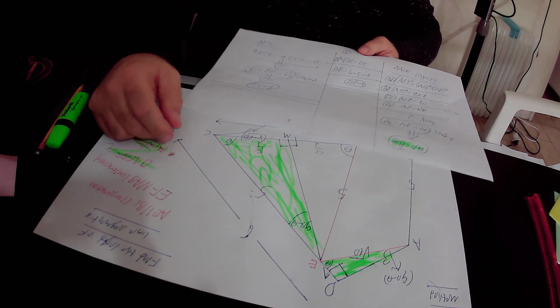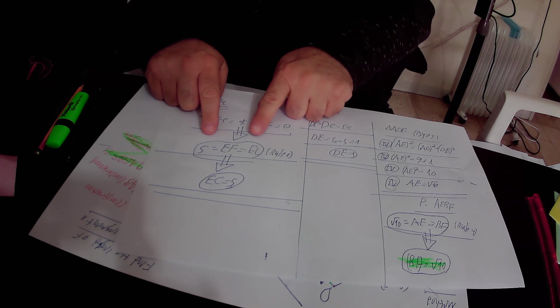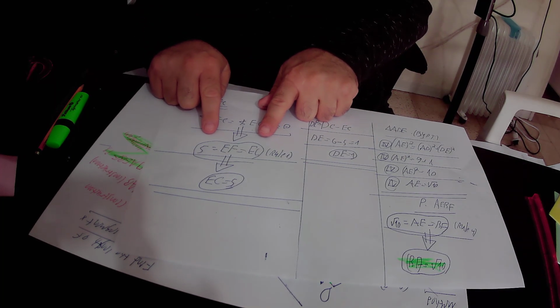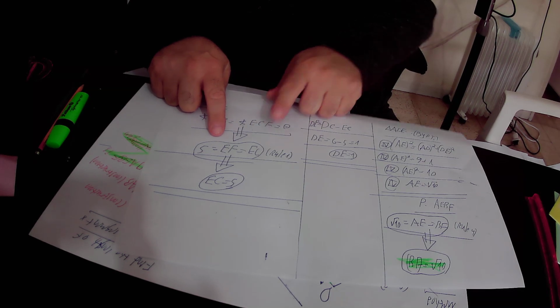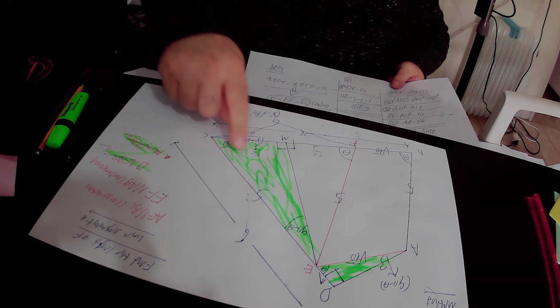But we just found out that EF equals 5 units. So from the equation 5 equals EF equals EC, we derive that EC is also equal to 5 units. So EC equals 5 units.